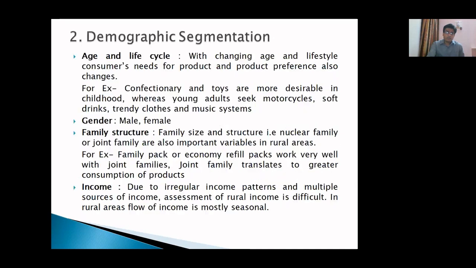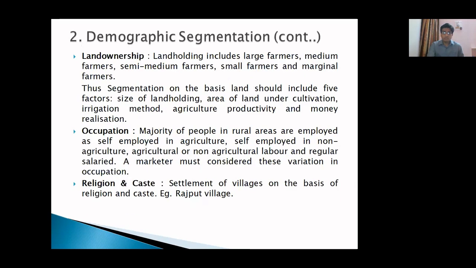Next, demographic segmentation. Demographic segmentation includes age and life cycle, gender, family structure, and income. It also includes land ownership, occupation, religion, and caste.